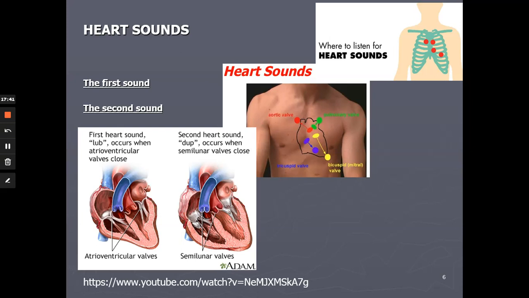Now, in the first heart sound, the lub, you're hearing it as one, but both AV valves are closing. Both AV valves are closing in unison, and you hear lub. The second heart sound is when the semilunar valves close, both of them at the same time, or I should say in unison, and you're hearing the dub.